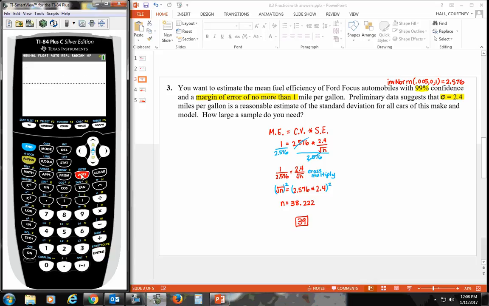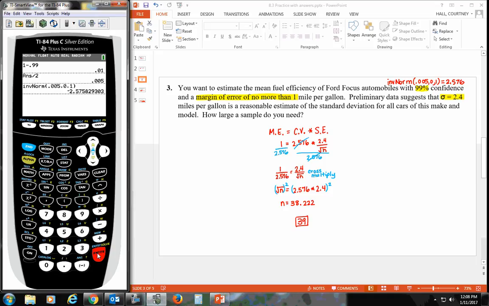So I'm going to do second vars number 3. The area we just got was 0.005. And then leave your mean as 0 and your standard deviation as 1. And you do want to run it. And you will see the 2.576 as my critical value, my Z star.